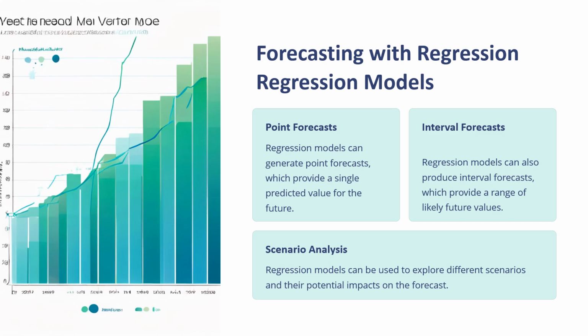Okay, this slide is also very important. Forecasting with regression models. Number one, point forecast. Regression models can generate point forecasts, which provide a single predicted value for the future. Number two, interval forecast. Regression models can also produce interval forecasts, which provide a range of likely future values. Lastly, scenario analysis. Regression models can be used to explore different scenarios and their potential impacts on the forecast.